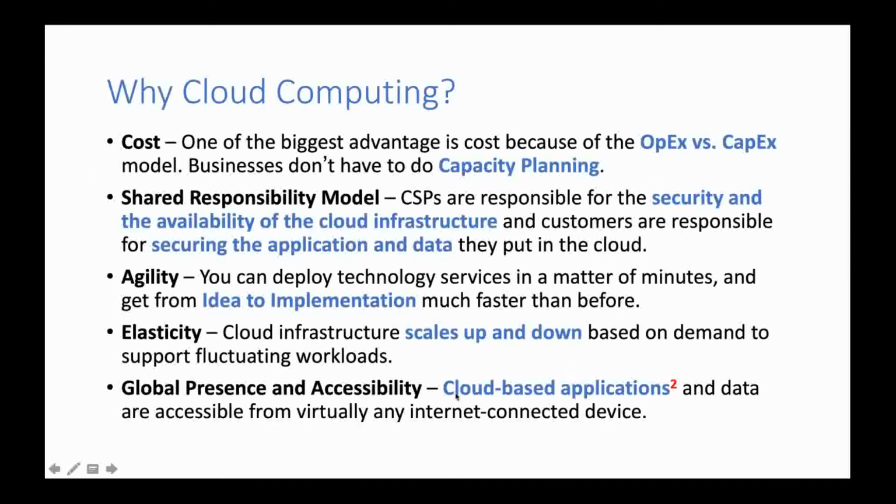Okay, I think I'll continue. So these are all the huge advantages of cloud computing. Shared responsibility models, ability to get the business going, elasticity, you will not be paying for more than what you need. You don't have to buy huge upfront servers. And then global presence and accessibility, which is a huge strategic advantage. So these are huge advantages of cloud computing.